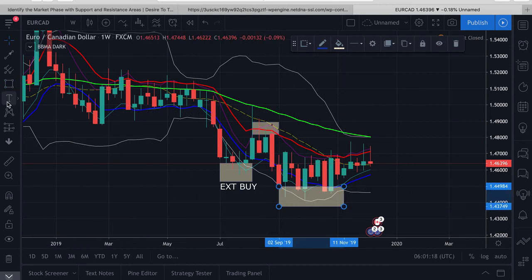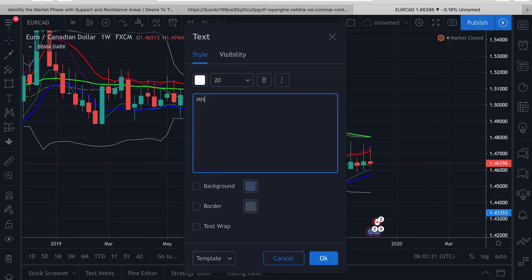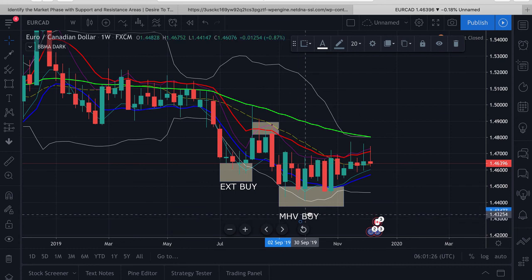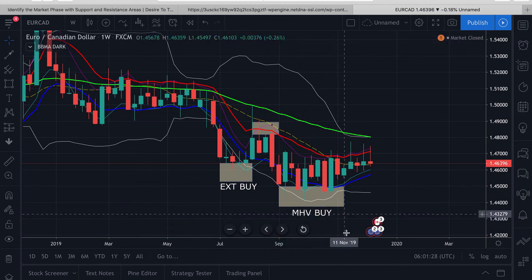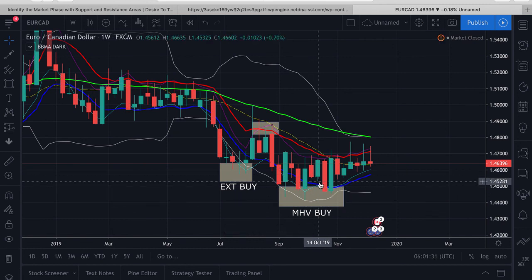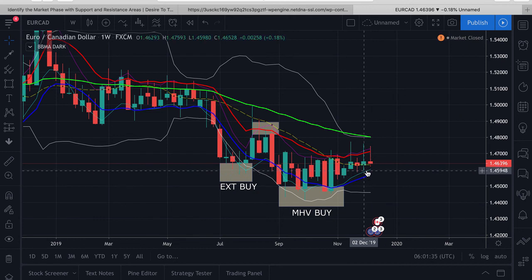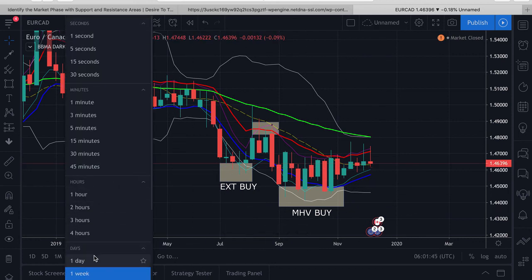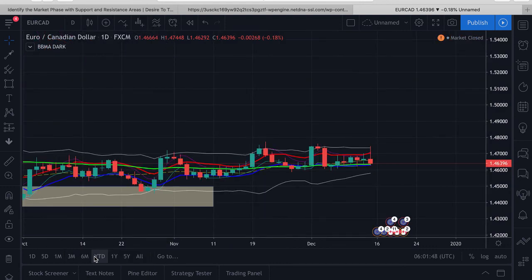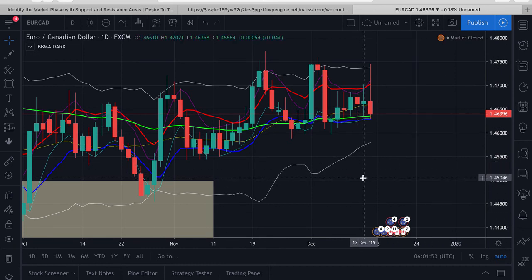Okay, so let me label it to make it clear. MHV buy, right? So if this is MHV buy, whenever the candle retests the MA5 MA10 low, that's a re-entry buy, right? So EuroCAD in weekly is re-entry buy. Okay, and then if we go to daily, it's the same thing.